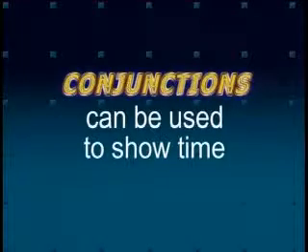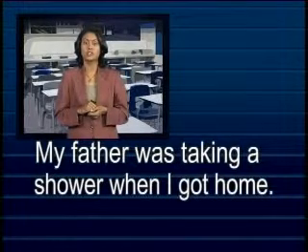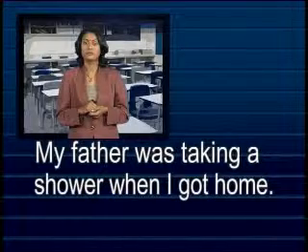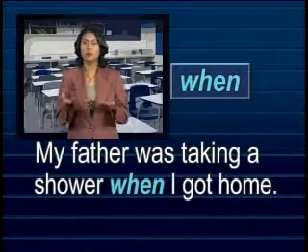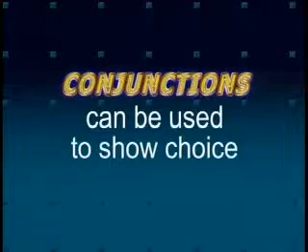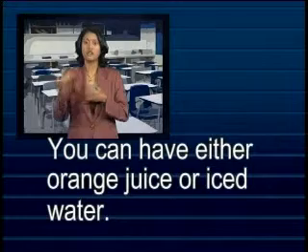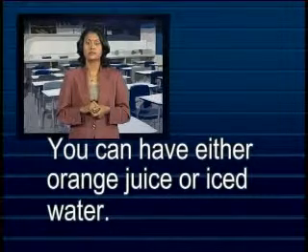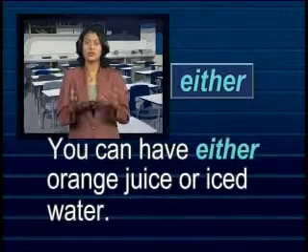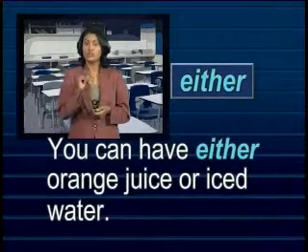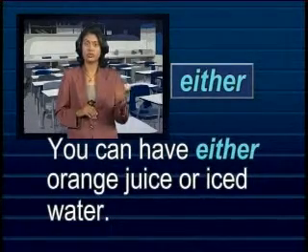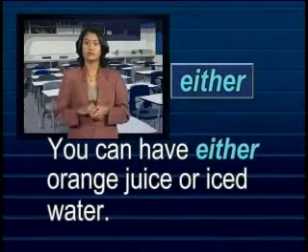Conjunctions can also be used to show time. For example, Dad was taking a shower when I got home. The conjunction is when. Here is a conjunction that shows choice. You can have either orange juice or iced water. The conjunction is either because you can choose between the orange juice and the iced water.